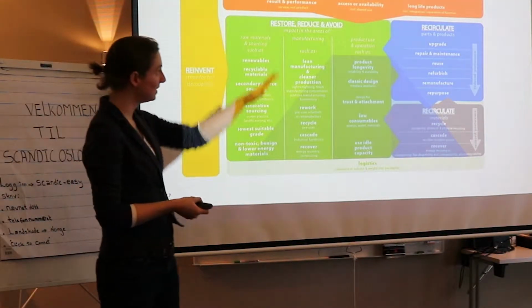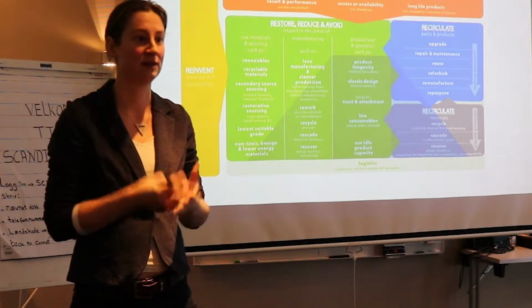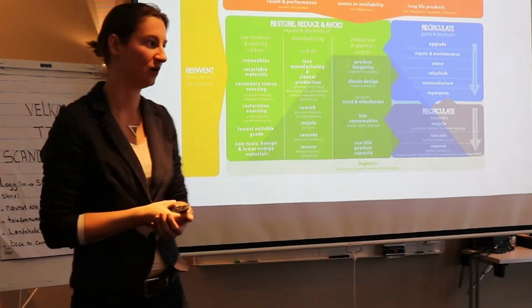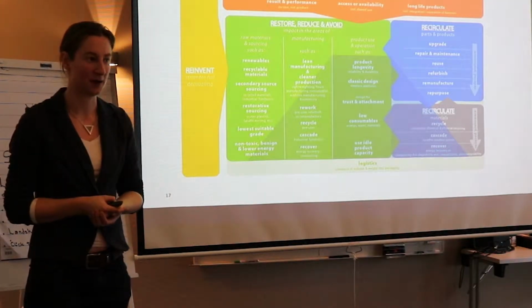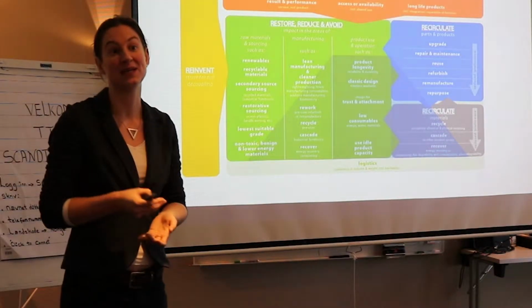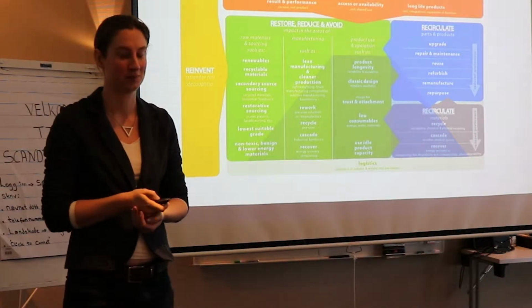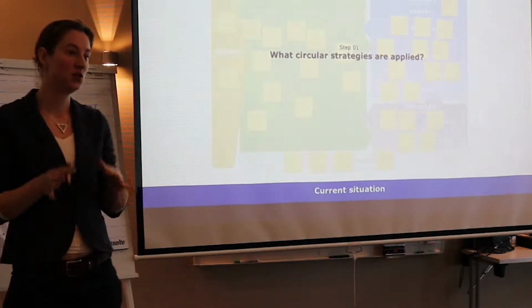So this we see as the full spectrum of circular strategies that can apply to a manufacturing company. And we call this diagram the circular strategy scanner. And we're using it in the processes or in our company engagements that we've done so far. And we're basically using it in two ways.